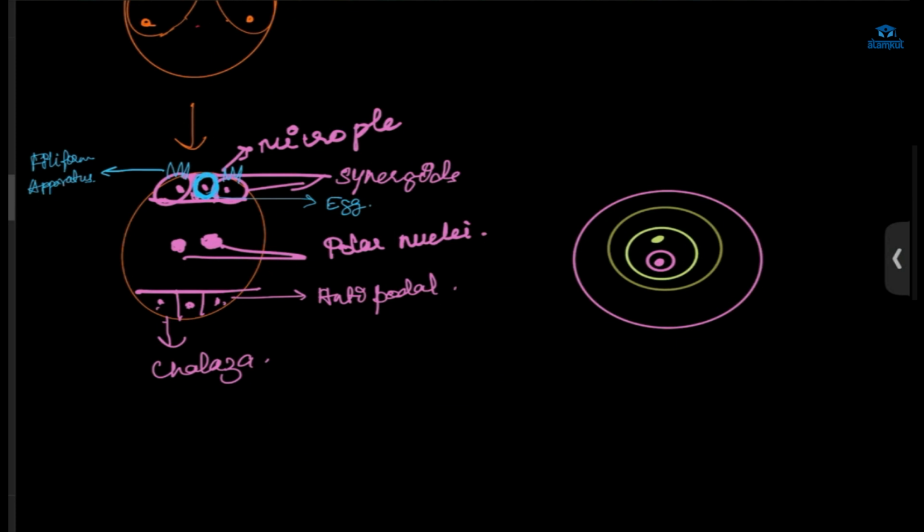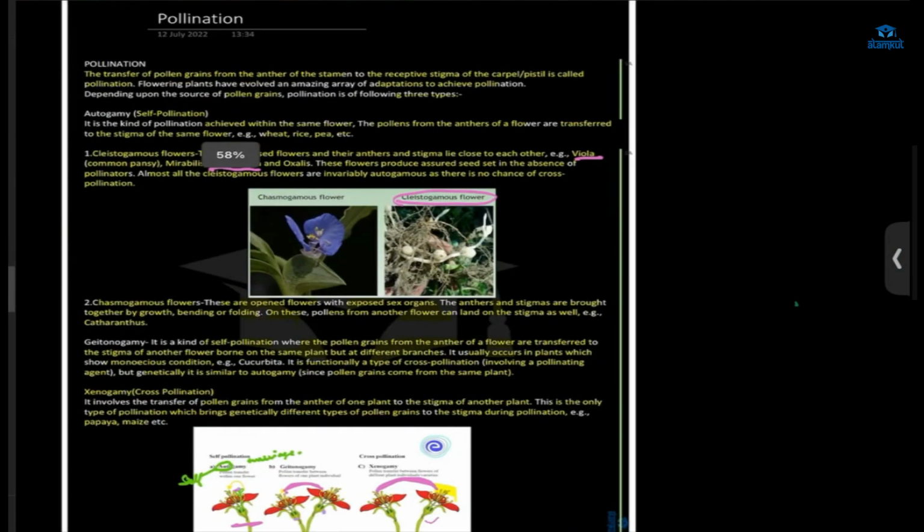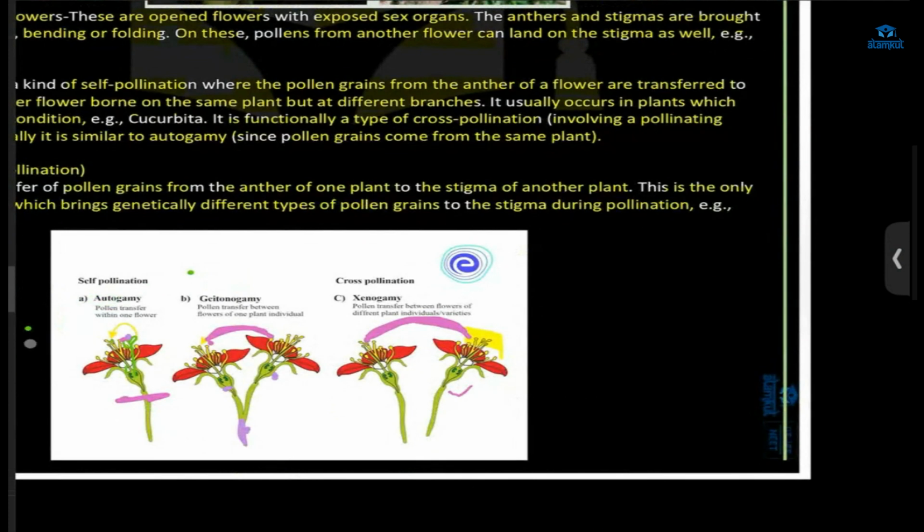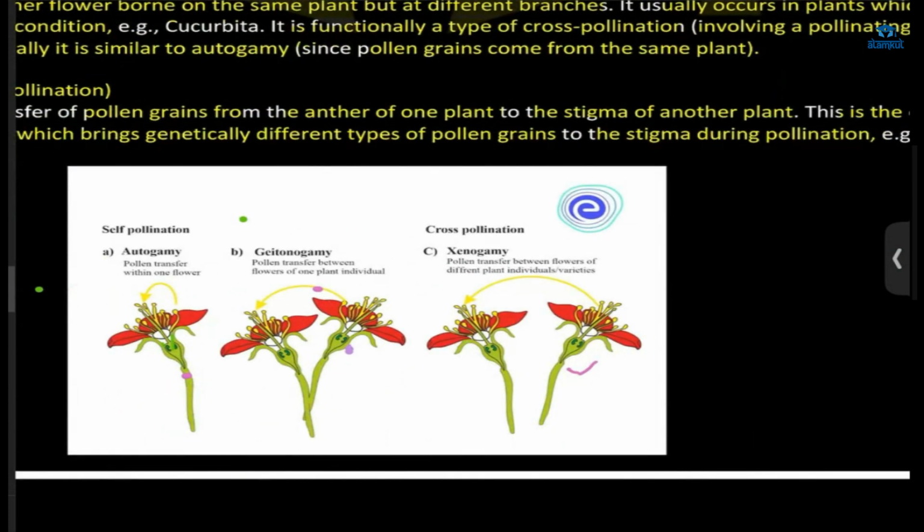Before this, we can learn about pollination. Yes, first let's learn about pollination. So both are matured, the female gamete and the male gamete. Now we'll go to pollination. What happens in pollination? There are two types of pollination. One is self pollination. The other one is cross pollination.